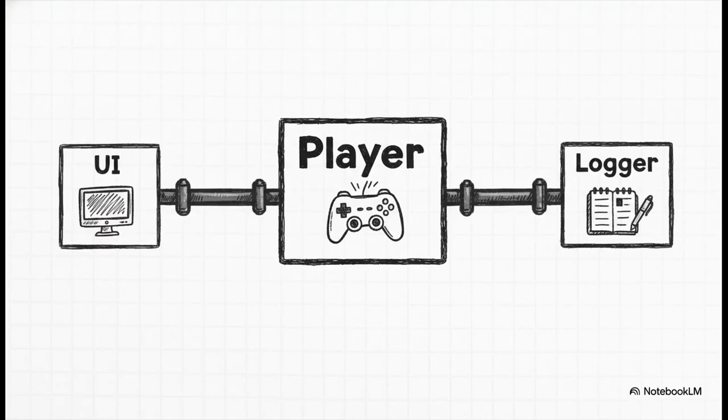Okay, so picture this. You've got a player class in your game, and inside it, there's this add points method. Now, when the player's score crosses 100, this one method has to do everything. It has to directly call the UI to pop up a message, and it has to call the logger to write to a file. The poor player class is totally burdened. It has to know the nitty-gritty details of all these other classes.